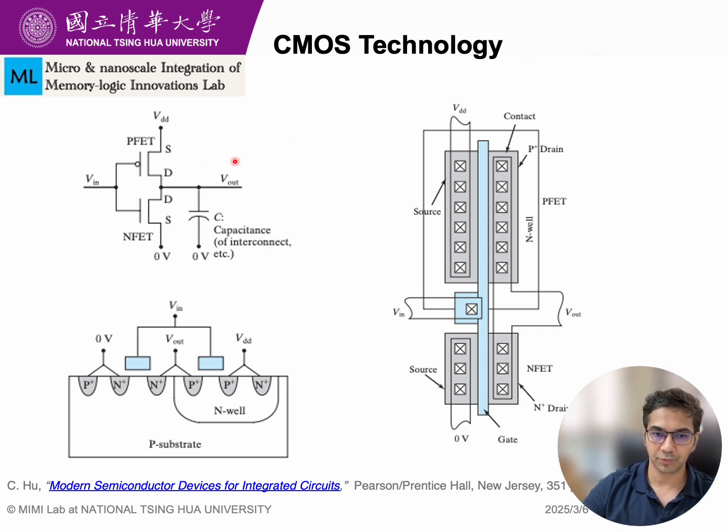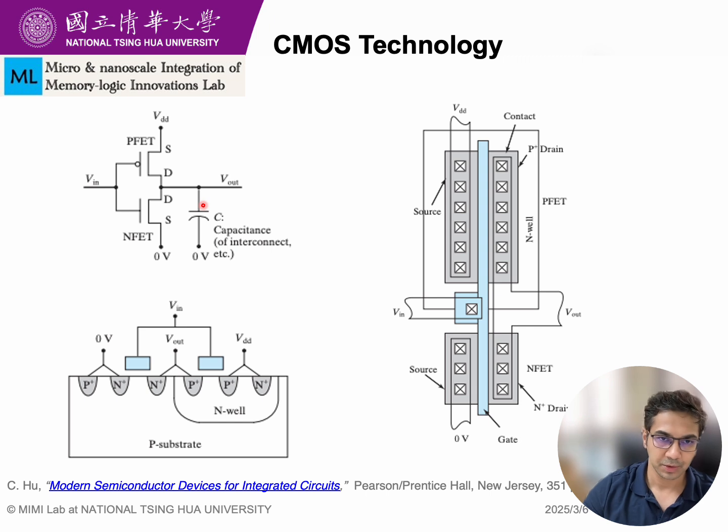If we start with the schematic here, we see the PFET connected in a specific way with VDD on the source, and the drain of the PFET is connected to the drain of the NFET, and the source of the NFET is at 0 volt. The two gates are connected together and the two drains are connected together, and the input is applied to the gate of both transistors, and the output is taken from the common connection at the drain between PFET and NFET. We can think of it like a seesaw.